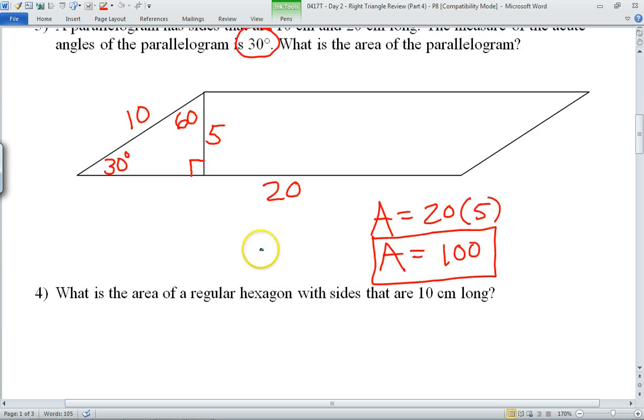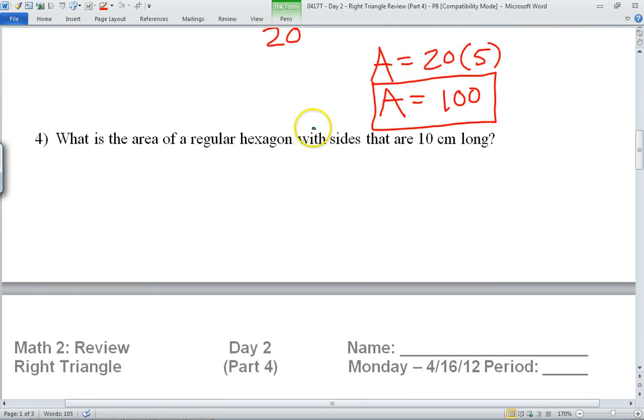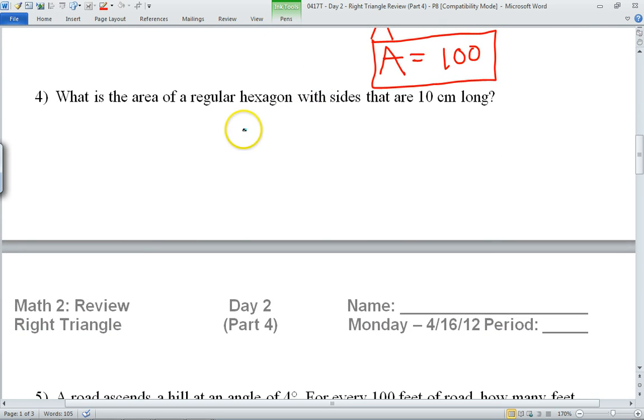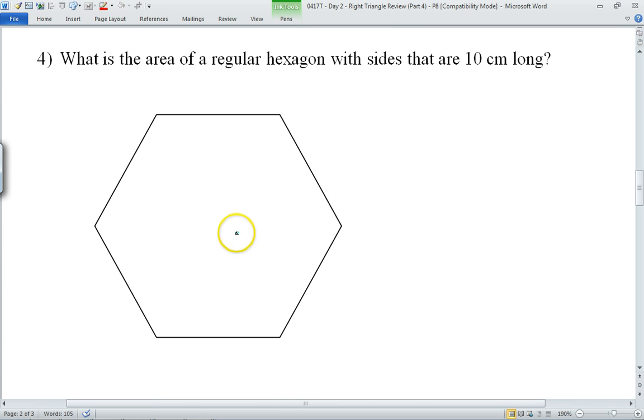Okay, moving on to number 4. Alright, what is the area of a regular hexagon with sides that are 10 centimeters long? Well, what's a hexagon? This is a hexagon. It has 6 sides. So, in this hexagon, the fact that it's regular means that all of the sides are 10. Okay, so each one of these sides are 10.